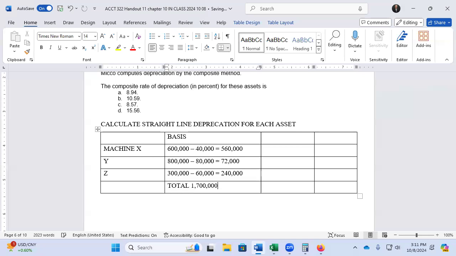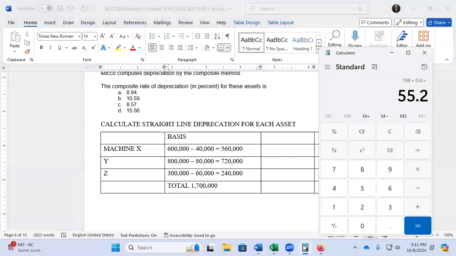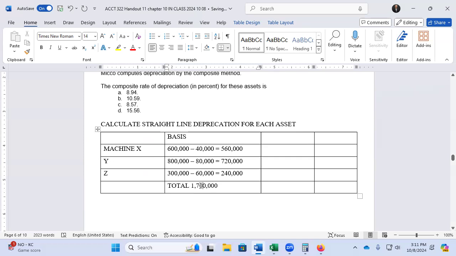So my total, 1,700,000 on my basis. Nope, that's not right. Or no, I'm reading that. 560, 720, and 240. 560, 720 plus 240 is 1,520,000.